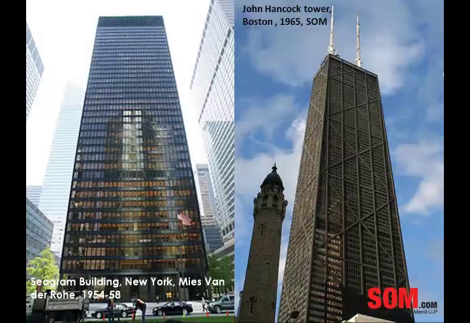You can see the Seagram building on the left, and then on the right we have John Hancock Tower, which is in Boston. You'll notice on the John Hancock Tower that you can see the lateral cross bracing of the structure expressed on the facade. So again, that idea of an engineering aesthetic or skin and bones was one that became extremely popular, and as we can see with the John Hancock Tower, had many different expressions.